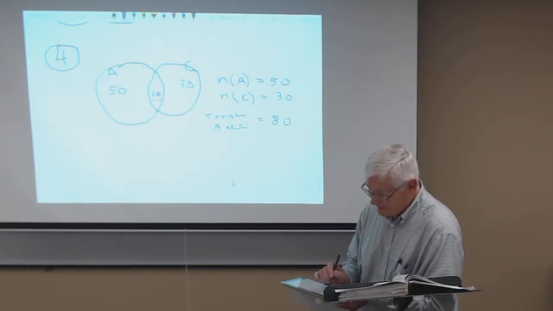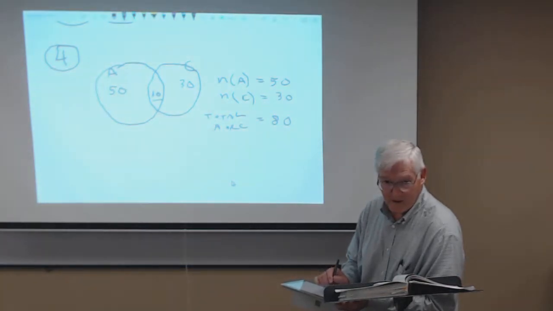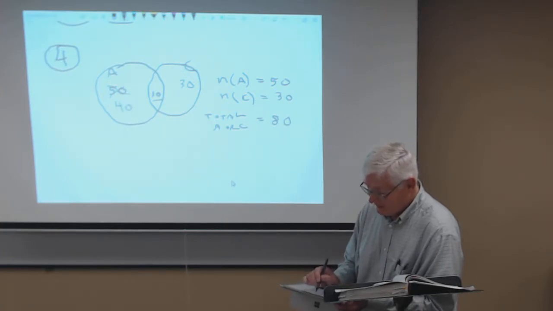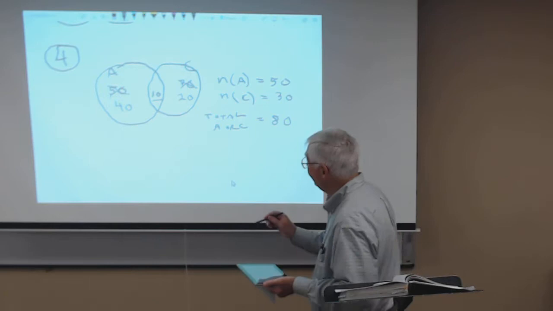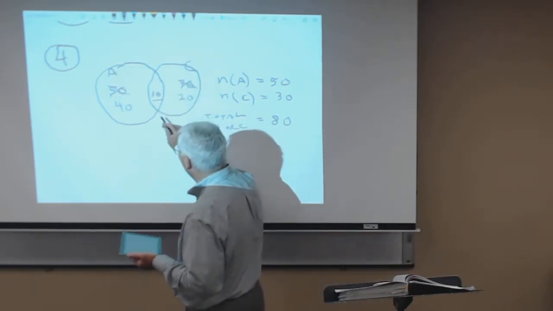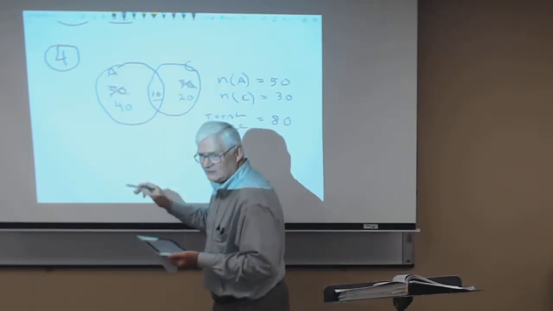So I have 10. Now if I have 10 here, what do I have to do to 50? Take 10 out. Change that to what? 40. And what do I do to 30? Change that to 20. So now I have 30 people taking chemistry and 50 people taking algebra, okay?